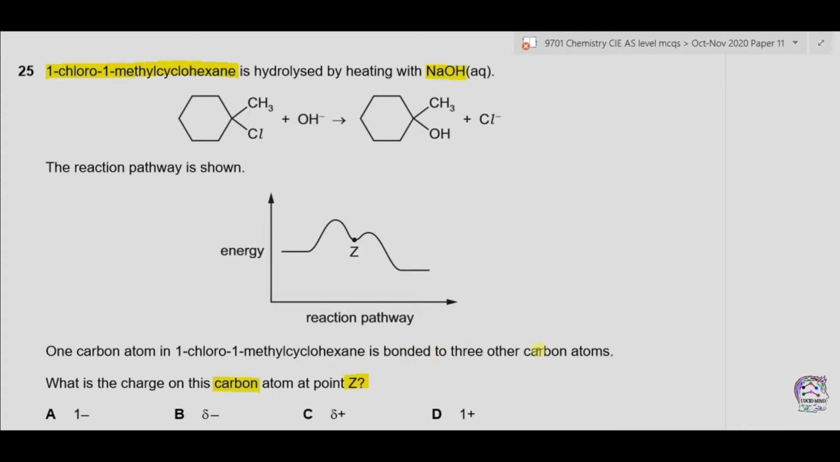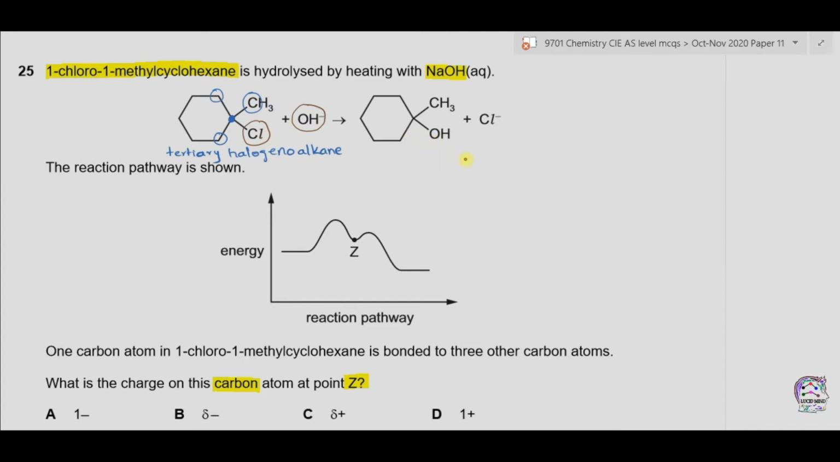Let's find the carbon atom that is bonded to 3 other carbon atoms. We have this carbon, and it is bonded with this carbon, and this carbon. So this is a tertiary halogenoalkane. Now we can see that in this reaction OH is replacing Cl. So therefore this is a nucleophilic substitution reaction.